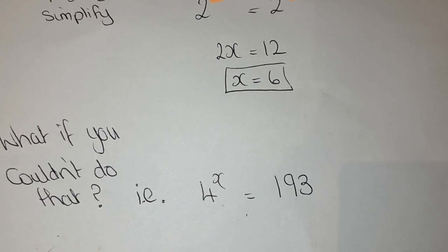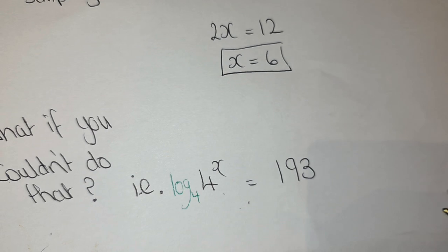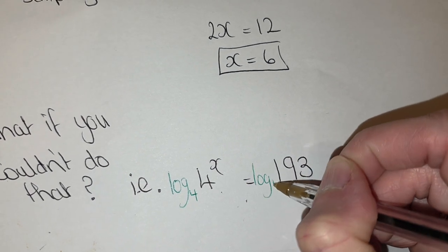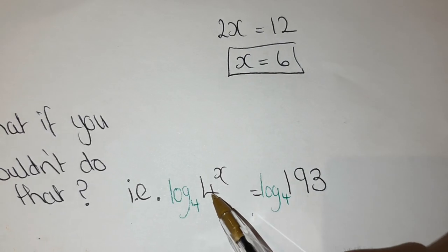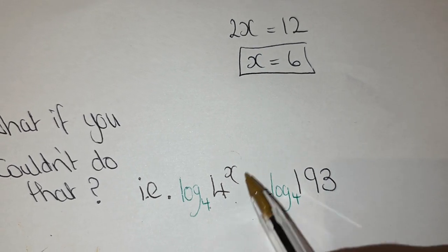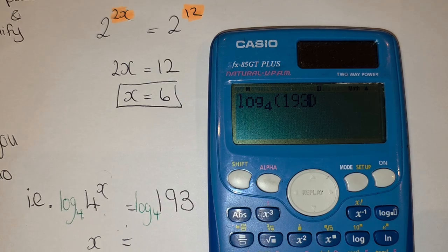So I introduce logs. Again, the base number is 4, so I'm going to introduce a log with a small base of 4, and what I do to one side, I have to do to the other side to keep it balanced. One of the rules of logs: if the large base number is the same as the small base number, your answer is x. And then I can put this into the calculator.